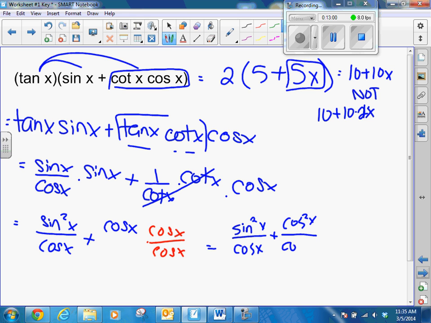And you guys should be very happy to see that, because when I put that together, what does the sine squared plus cosine squared become? It becomes 1. And that is the Pythagorean identity right there. So that becomes 1 over cosine, but I have a fraction. I want a whole number. So it's secant of x.